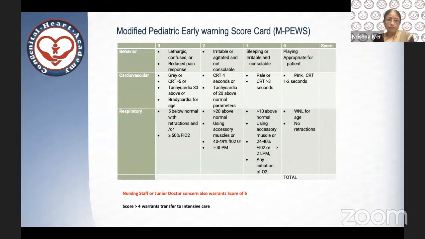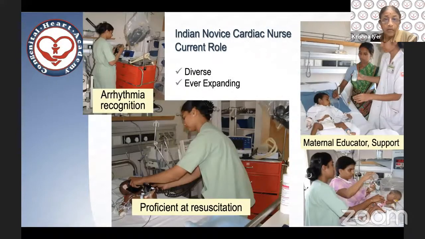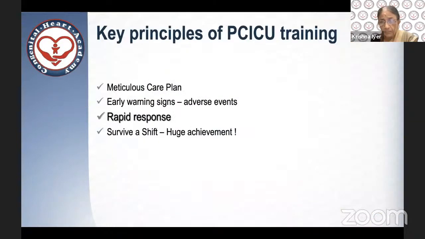This is the kind of modified pediatric early warning score, which is pasted everywhere, which really helps inexperienced nursing and medical staff to identify potentially sick patients. Now, the current role of an Indian nurse is very diverse, and it's ever expanding. They're taught to recognize arrhythmias, not least complex, potentially lethal arrhythmias, and most of them have become proficient at resuscitation. This is despite their role as a maternal educator and maternal support system.